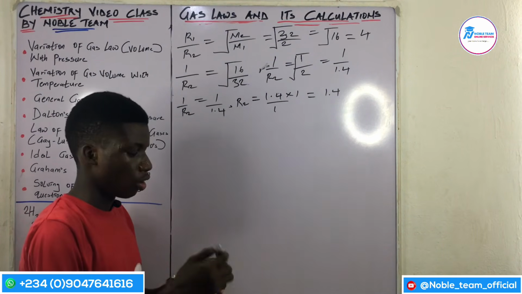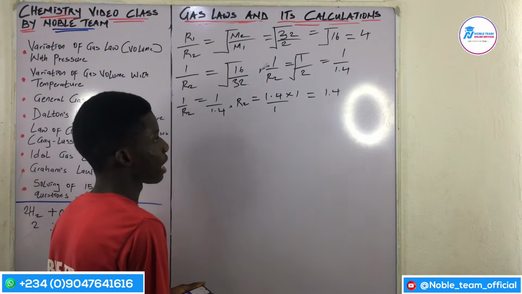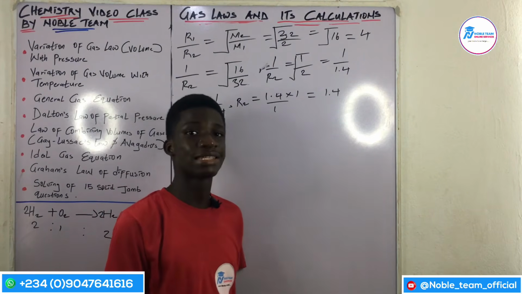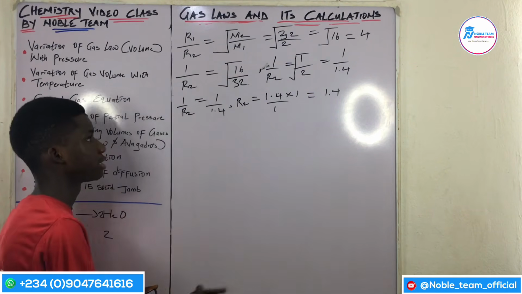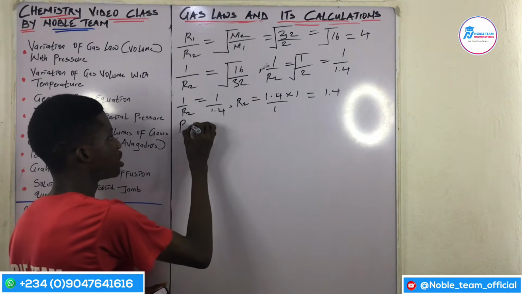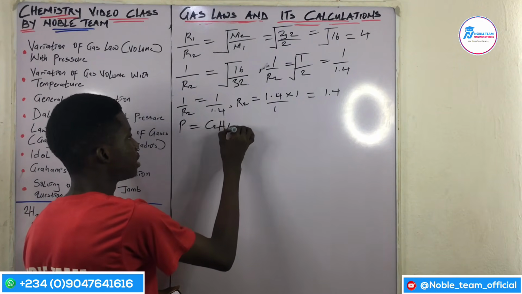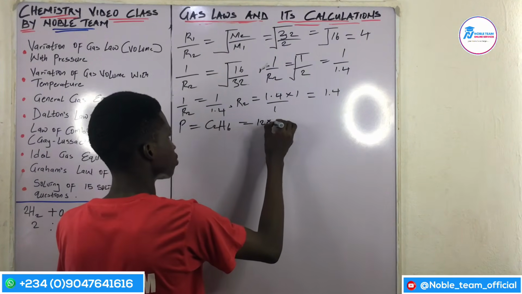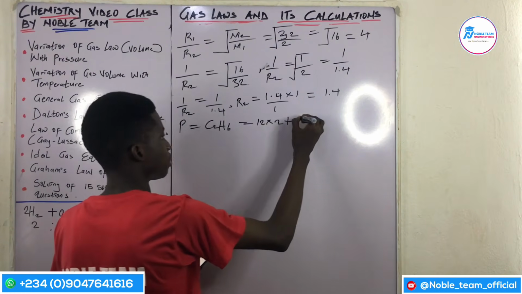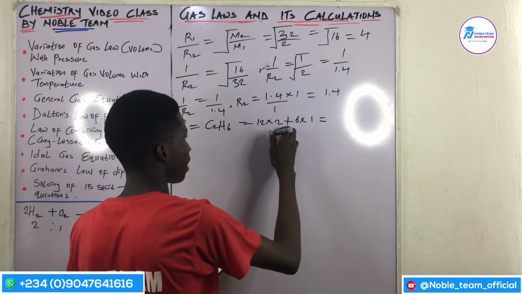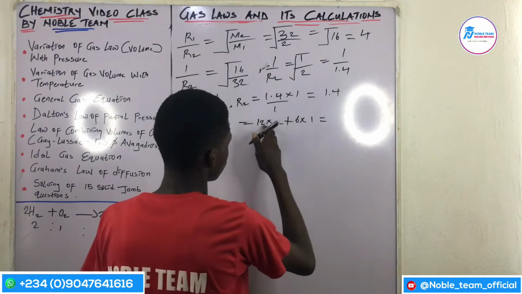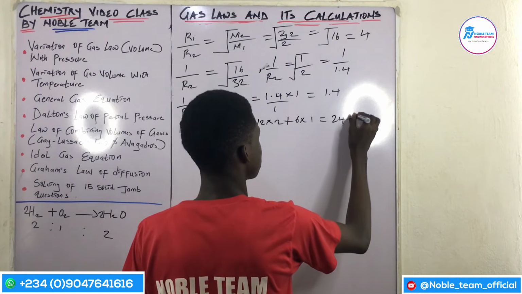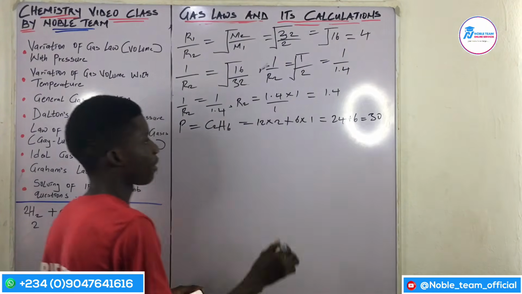Propane is an organic compound with a molecular formula of C3H8. So propane, C3H8, is now equal to, carbon is 12, which is 12 times 3 plus 8 multiplied by 1. 12 times 3 is 36. 36 plus 8 is equal to 44. So we have solved for propane.